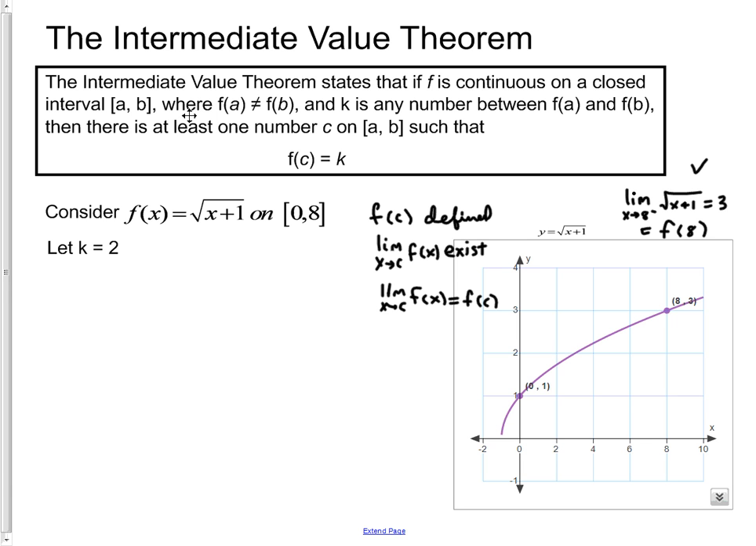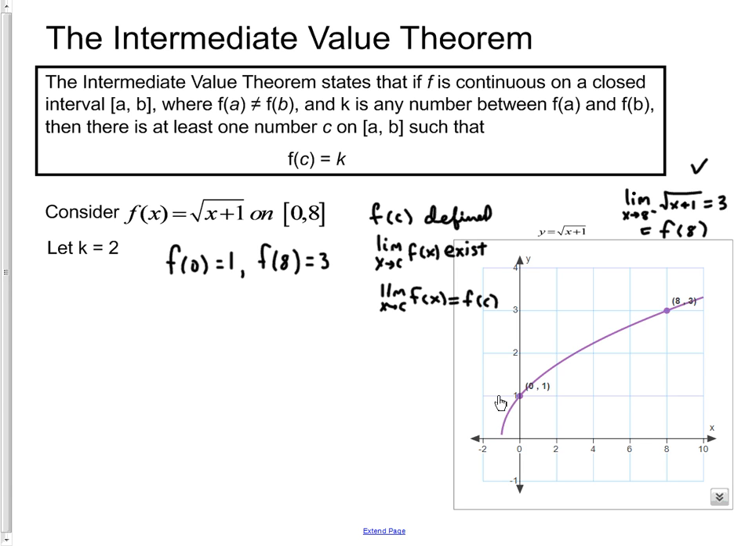Now, of course, we want to say in this interval, f of a does not equal f of b. Well, it is certainly the case that f of 0 equals 1, and f of 8 is equal to 3. And we can get that off the graph, although we didn't even really have to have the graph to show that, as long as we knew we had a continuous function. And it says, and k is any number between f of a and f of b.